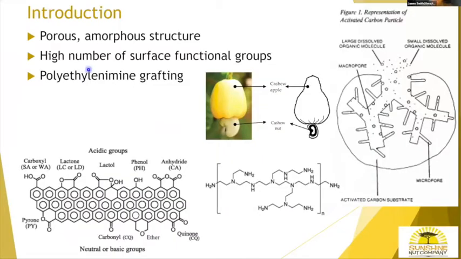Here we go. So the first thing I want to go over is what an activated carbon is. It's a porous and amorphous structure as seen in the figure on the right. There are different sizes of pores such as macropores and micropores, as seen here with the laser pointer. Activated carbons are also known for having a high number of surface functional groups, which is seen in this figure on the left. Most importantly for our research are the lactone groups, but there are also groups such as carboxyl, carbonyl, ether, phenol, just to name a few.